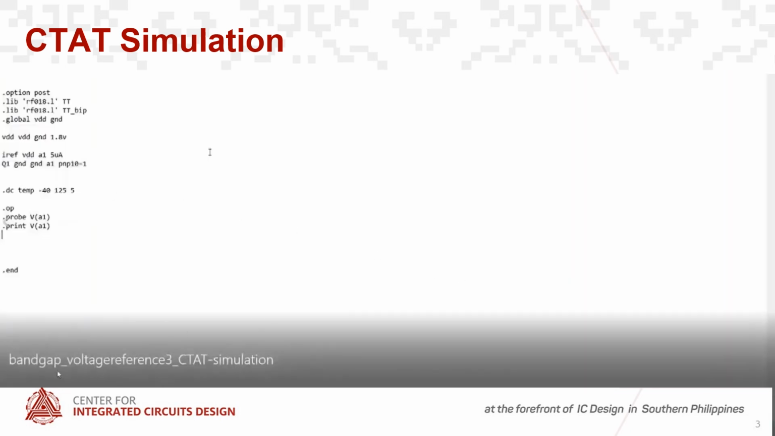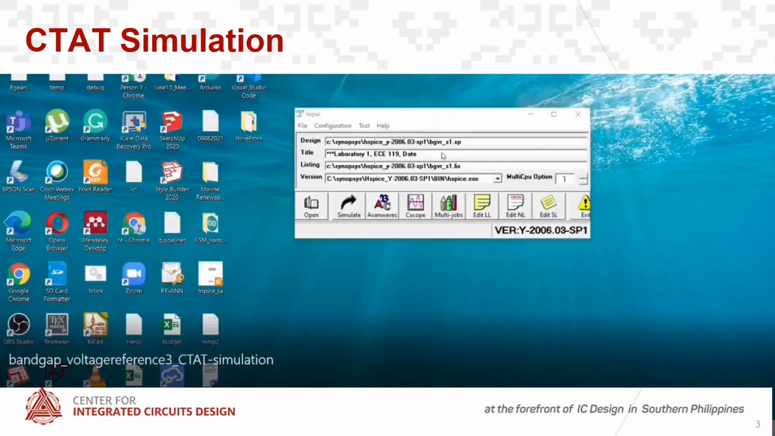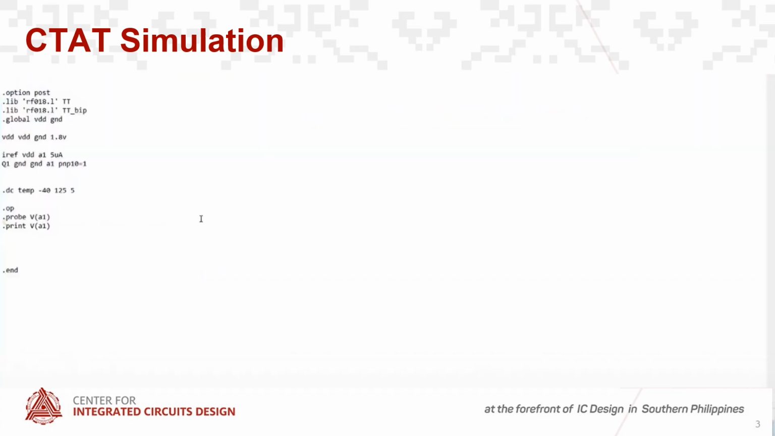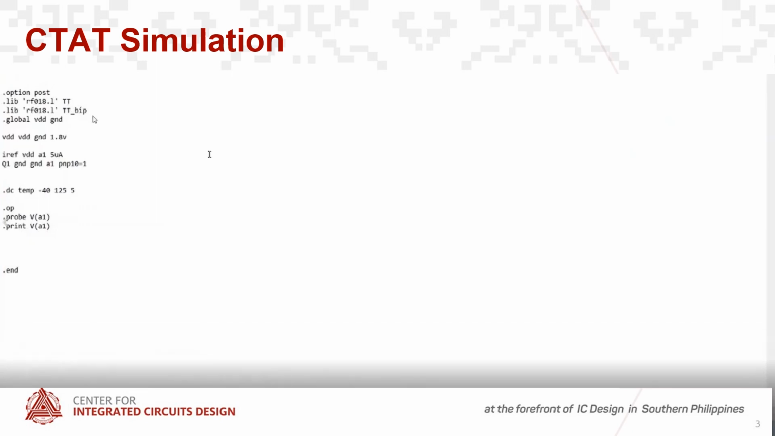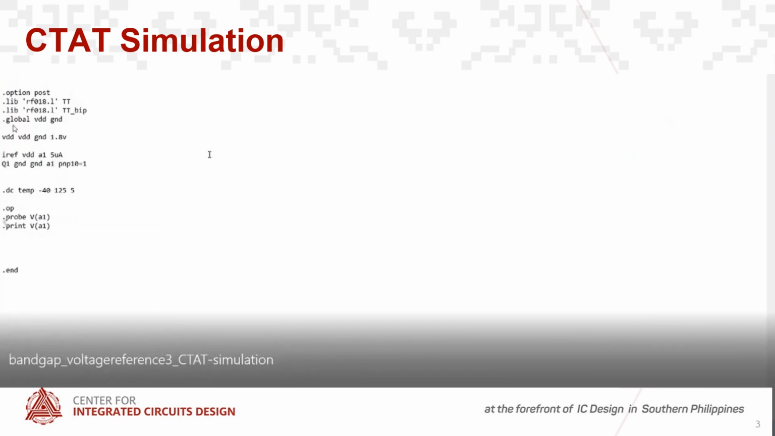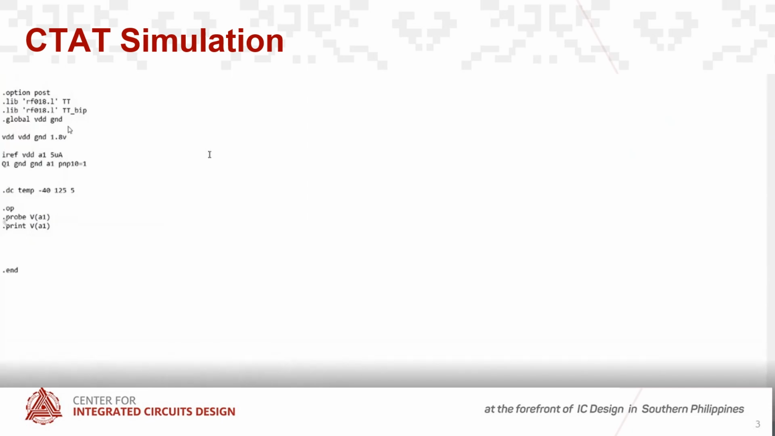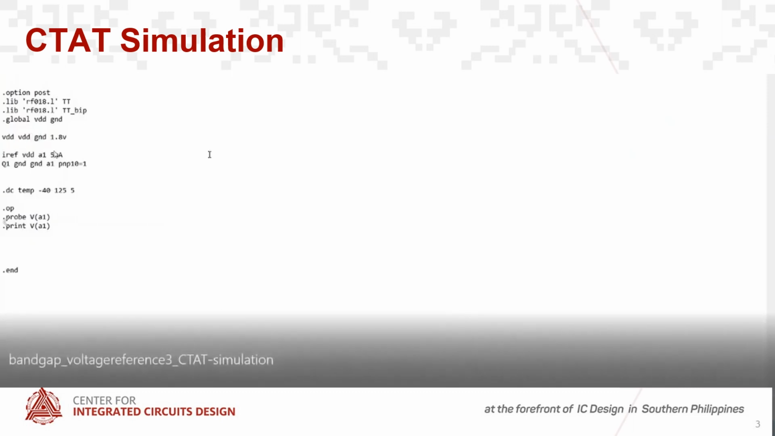Okay, for the CTAT simulation, we will first simulate it in HSPICE. For me, I have saved that as RC, then simulated it, and I will discuss the code a little bit here. Aside from the TT library, I also added the TT_BIP library to call the library for the BJT. And I also declared the global VDD and ground in case I have sub-circuits. Actually, you can implement it in other circuit coding as well. And I declared the resistor RF from VDD to A1. A1 is the connection from the RF to our BJT.